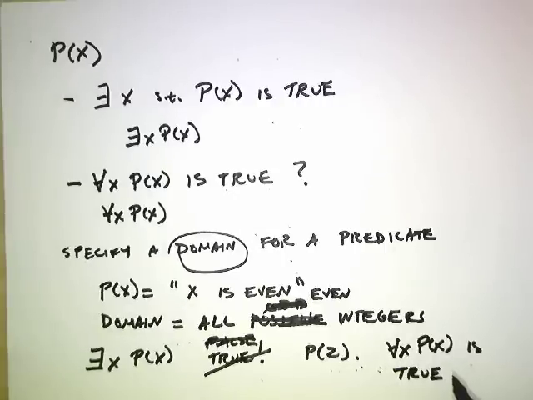So the domain is very important when you're trying to figure out, well, does there exist an x such that p of x is true? Is it the case that for all x, p of x is true? You need to specify a domain. If, for example, our domain for p of x were days of the week, then it wouldn't even make sense. I mean, the truth value of p of x would be undefined.